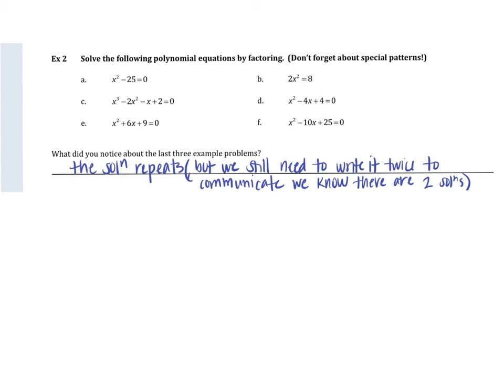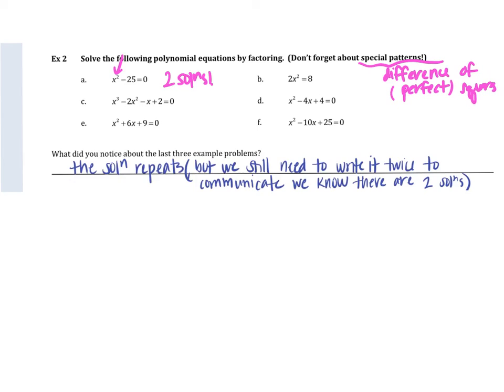Okay, so example 2 says solve the following polynomial equations by factoring. Don't forget about special patterns, so we mean difference of squares. And really I'm going to add the word perfect squares in. So what I want to notice is we're just going to talk about how many solutions we should have. So for A, if I would ask you how many solutions are you going to find, you should answer 2 because the highest exponent is 2.